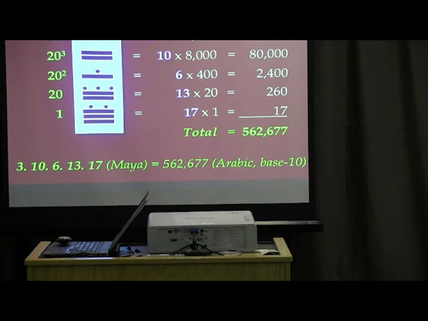Now I'm going to worry you right now by saying that they have 2 ways of counting. This is the trade count. It's pure base 20. The calendar count throws a variable in there.